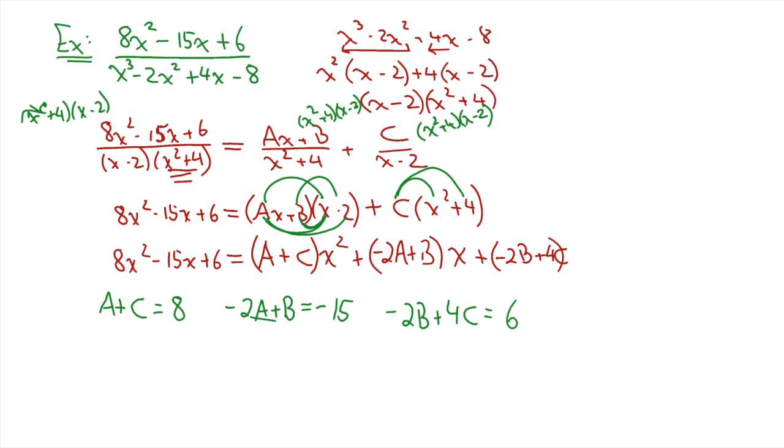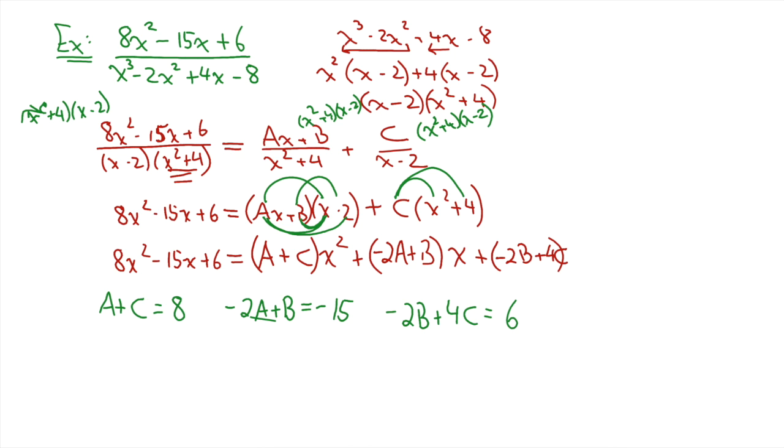Now this one, elimination doesn't work really well, because this first one has an A and a C, the second one has an A and a B, and the last one has a B and a C. So elimination is not the best way to do this. The other option is substitution, but you have to do it in a logical way.